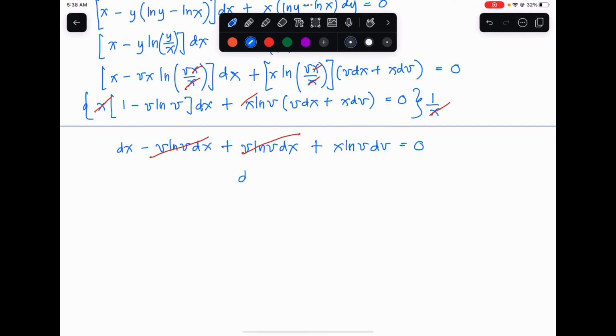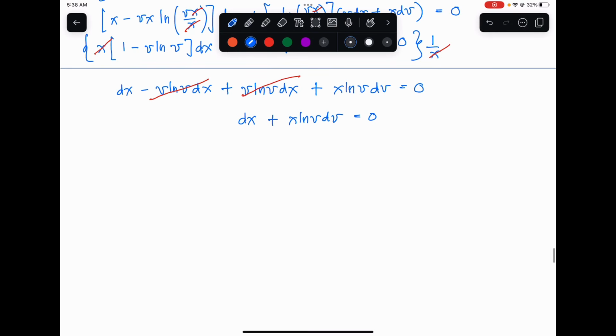So this gives us dx plus x ln v dv equals 0. x is in excess in ln v dv, so it will move down. So dx over x plus ln v dv equals 0. dx over x is ln x, but for ln v dv we can use integration by parts.